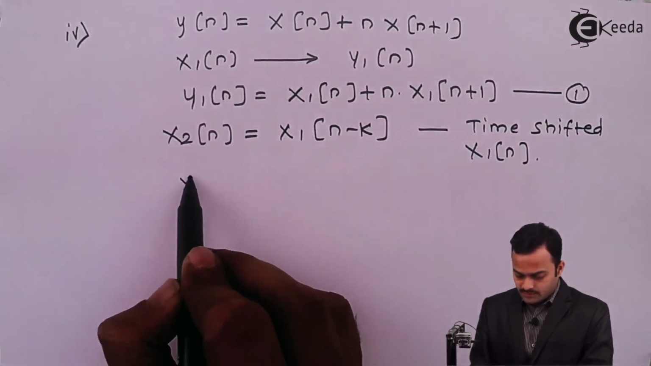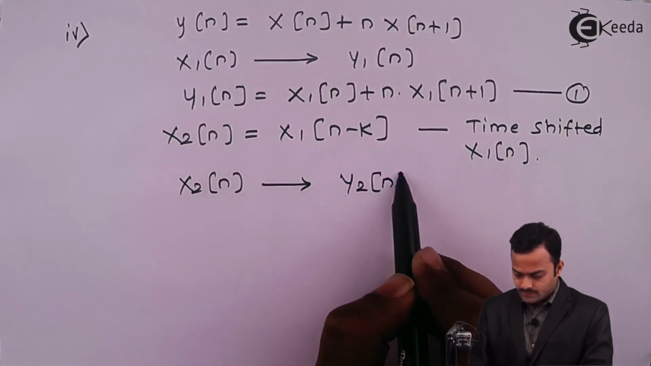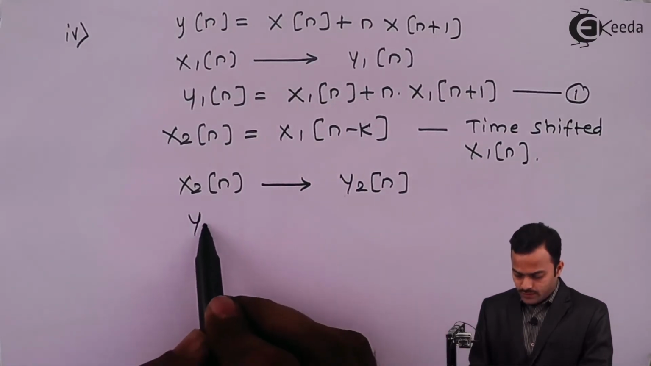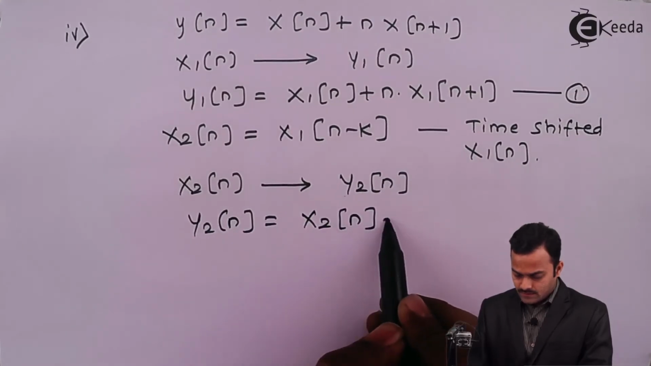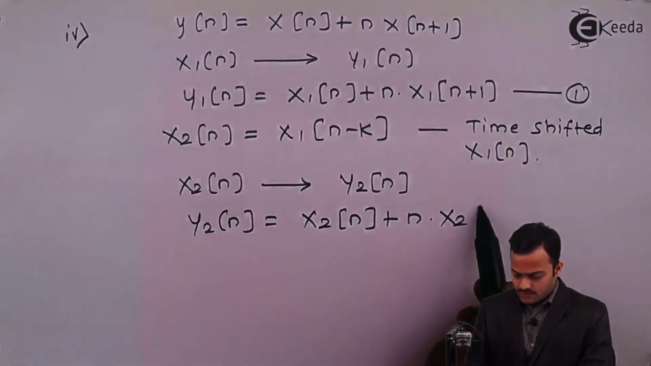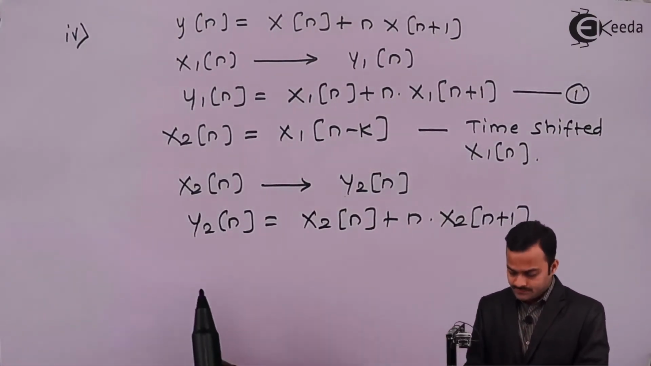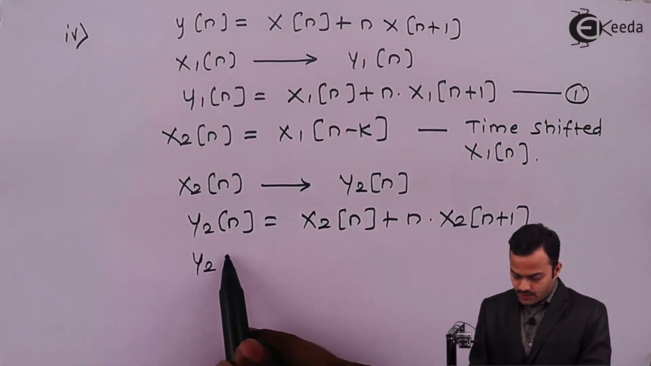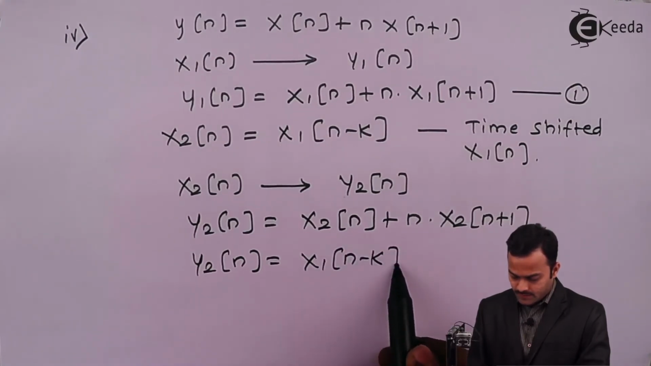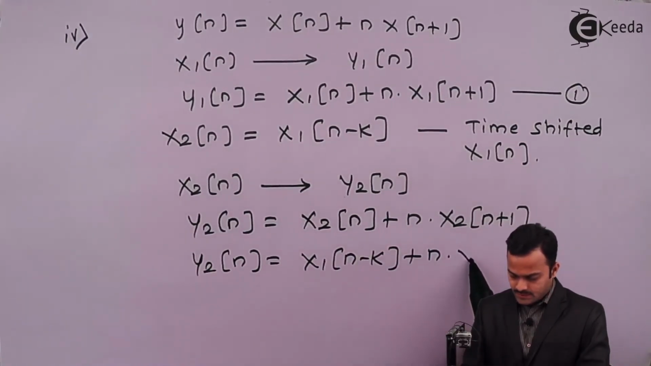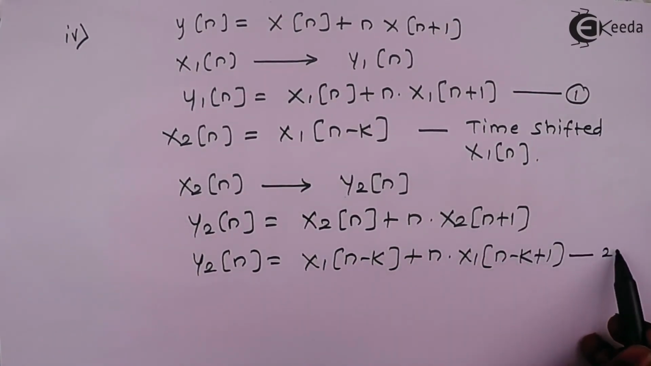which if I apply to the system will give y2n, and this y2n output of the system is nothing but signal as it is plus n times time shifted version. Now x2 is already time shifted version of x1, so if I substitute, I will get y2n as x1 n minus k plus n times x1 n minus k plus 1, equation number 2.